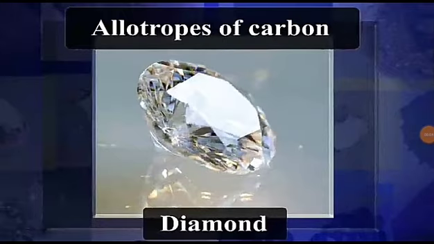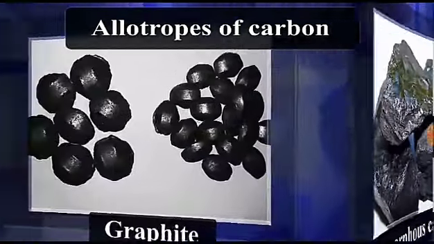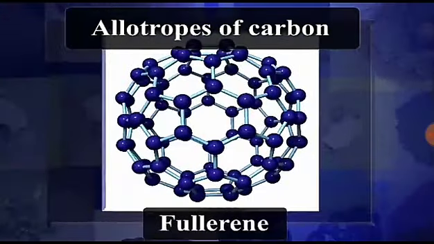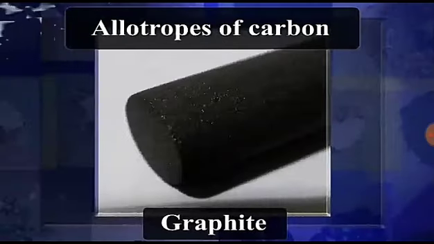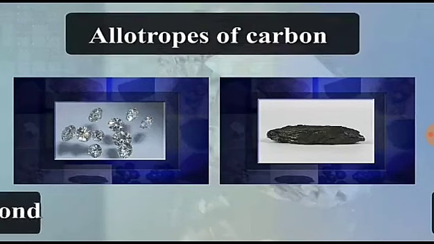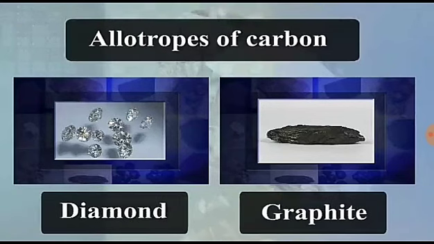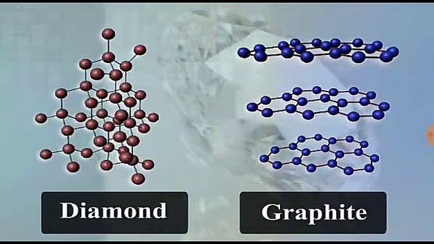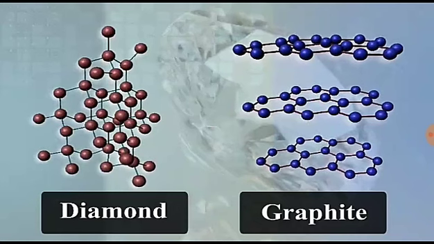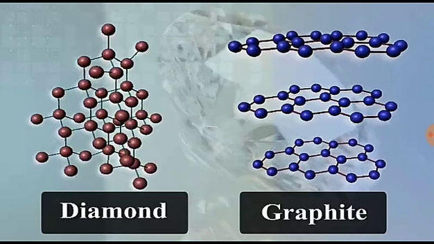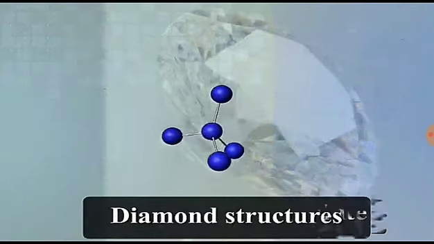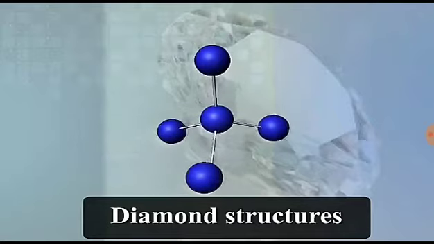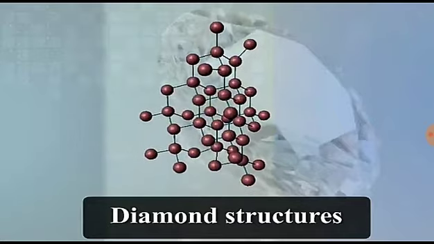The element carbon occurs in different forms in nature with widely varying physical properties. These forms of carbon are called allotropes of carbon. Diamond and graphite are the allotropes of carbon. Both are formed by carbon atoms, but the difference lies in the manner in which the carbon atoms are bonded to one another. In diamond, each carbon atom is bonded to 4 other carbon atoms, forming a rigid 3D structure.